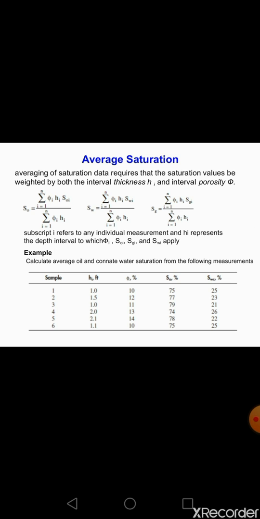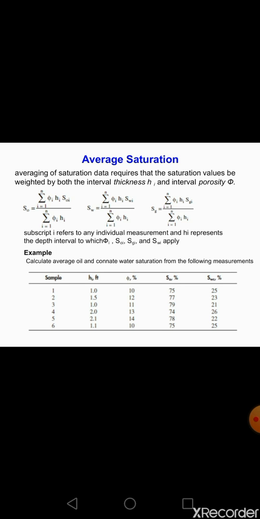So average saturation of oil, gas and water can be obtained using these formulas. Oil saturation is the summation of i equal to 1 to n of phi i, h i, S o i, divided by the summation of i equal to 1 to n of phi i into h i, where phi i is the porosity of different samples, h is the thickness of various samples, and S o i is the saturation of various samples. So using this formula we can get the saturation of oil, gas and water.